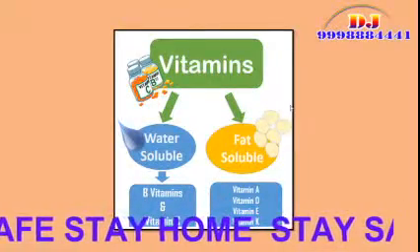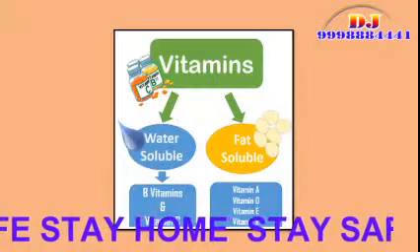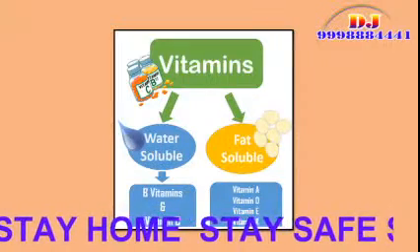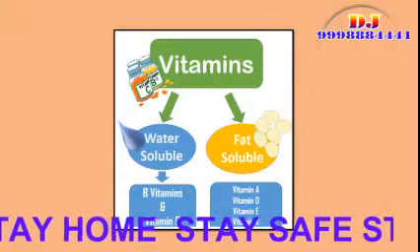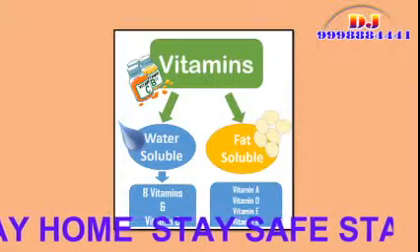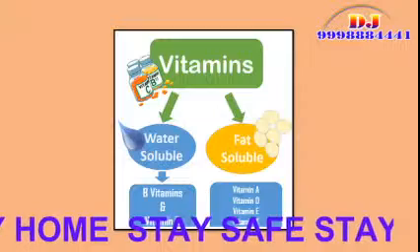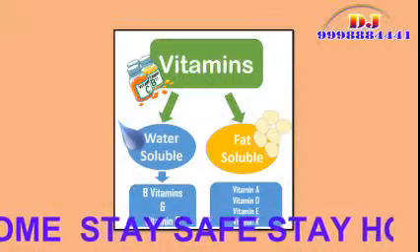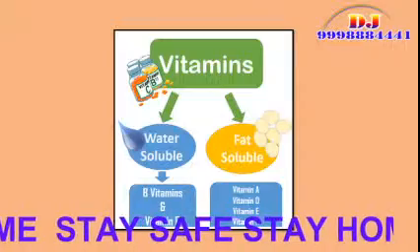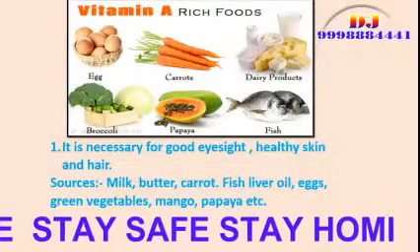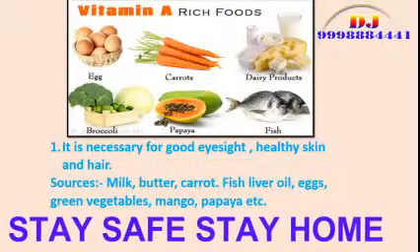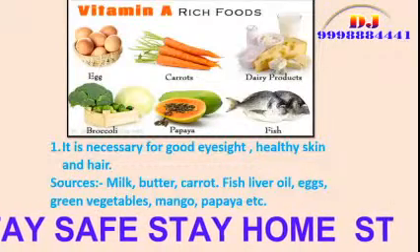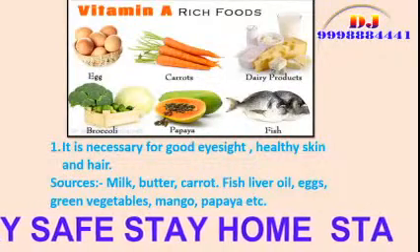There are different types of vitamins. Vitamins have been divided into two parts: one is water soluble, the other is fat soluble. Water soluble contains vitamin B and vitamin C. Fat soluble are vitamins A, D, E, K. So there are two types of vitamins: in water soluble, B and C; in fat soluble, A, D, E, K.